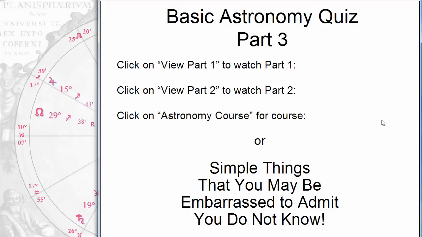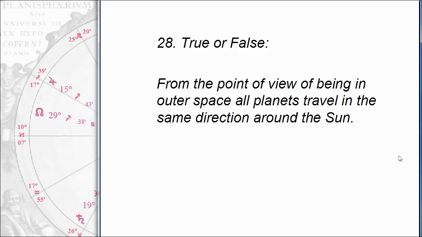And I'm calling this three-part series in the basic astronomy quiz simple things that you may be embarrassed to admit you do not know, because most of the things I'm asking about are very simple and you would think most of us would know it. Although in this quiz, after about half a dozen questions, we'll get into some questions that really are not so obvious and that not everybody we would think would know the answers to. But we're going to start very, very simple and build up to some things that are less obvious.